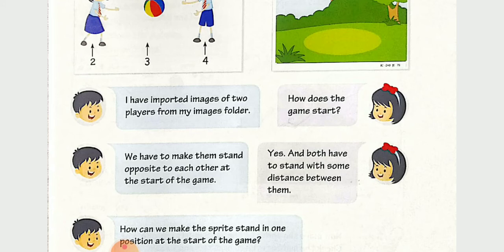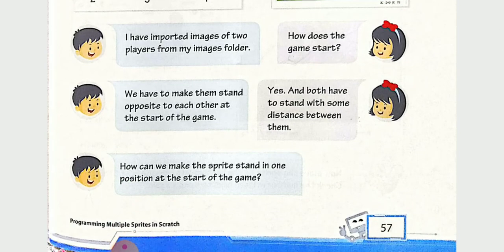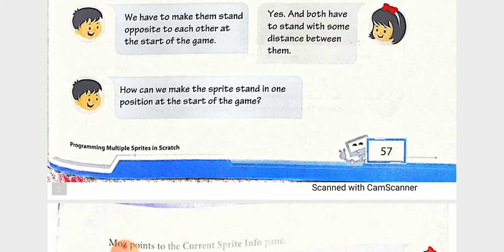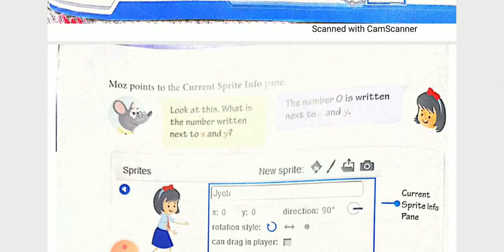And another thing is the distance between two players, you skip some distance. How can we make the sprite stand in one position at the start of the game? How can we make it? So here are some steps. Point to the current sprite info in a pane.